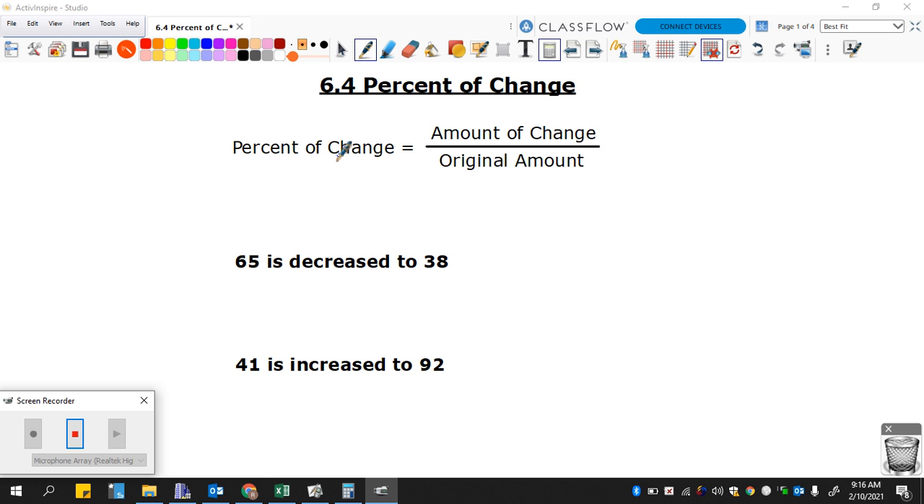So to find the percent of change, you take the amount of change, and you find that by simply subtraction, okay? So you subtract the two numbers and divide that by the original amount, okay? So for this first example, 65 is decreased to 38, so that's a percent decrease. So that's 65 minus 38, divided by the original amount, which is 65.